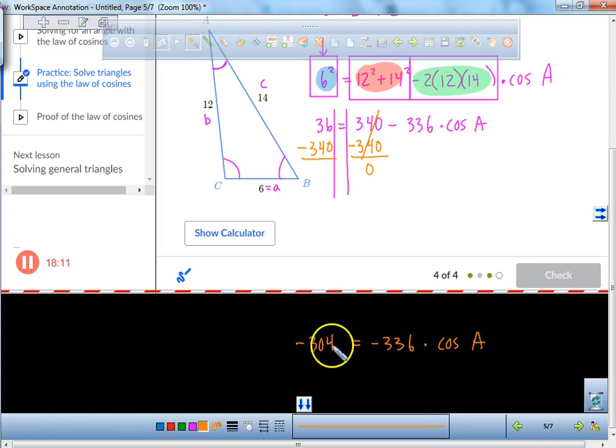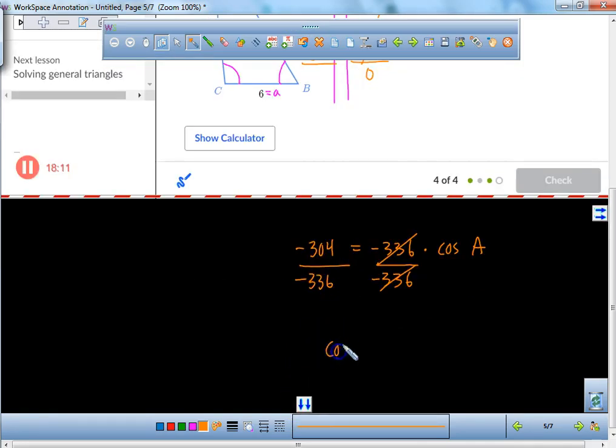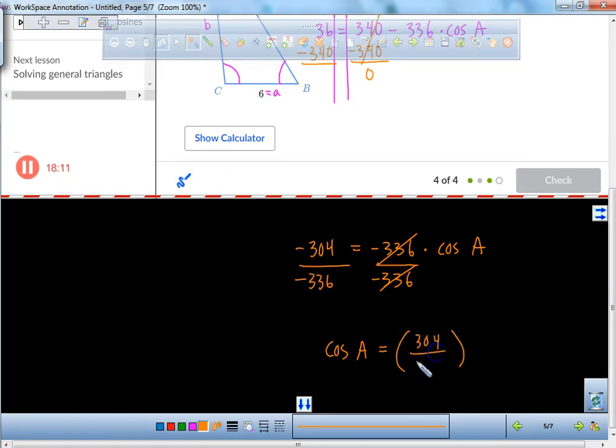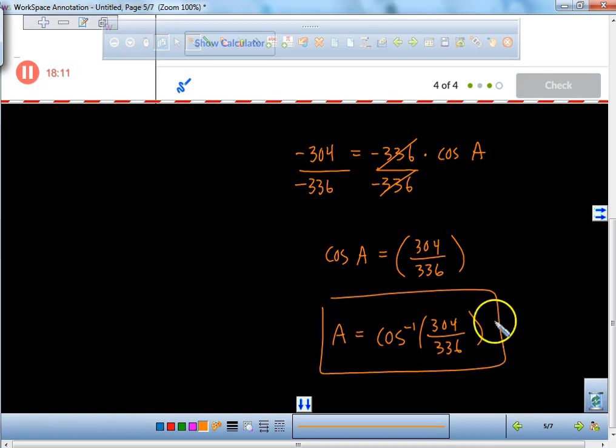These negatives on either side will eventually cancel each other out. So when I divide both sides by negative 336, these guys cancel out. These become a positive. So you have the cosine of A equals this fraction, which is 304 over 336. All I want you to know is you don't have to simplify it. All you have to do is do the inverse of it, and you're done. So capital A is equal to the inverse of cosine of 304 over 336. So I got to type this in, and that will give me my approximate value.